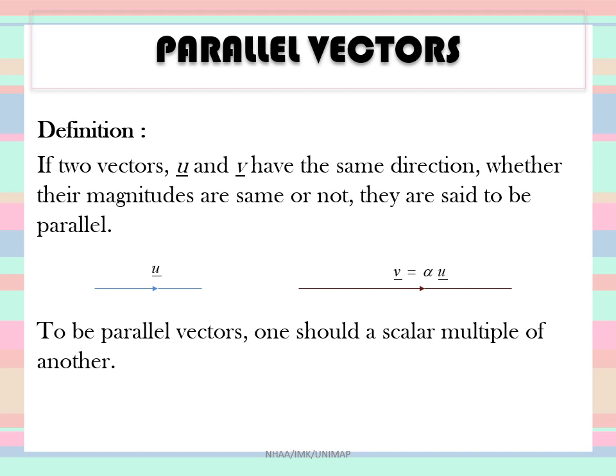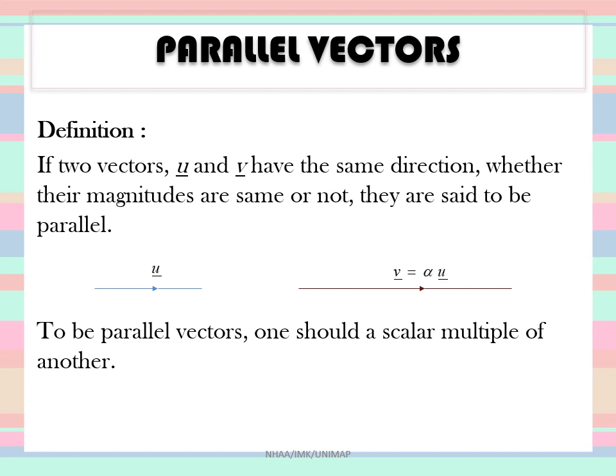Okay, now let's move on to parallel vectors. What are parallel vectors? When you have two vectors and they have the same direction, whether their magnitudes are the same or not, they are said to be parallel. We do not consider the vector based on the magnitude, we just look at their direction. If their directions are equal, then we can declare that the two vectors are parallel.